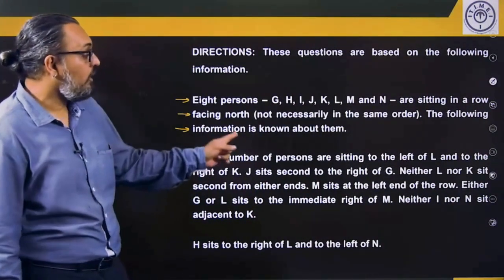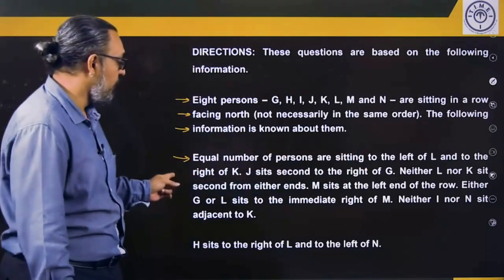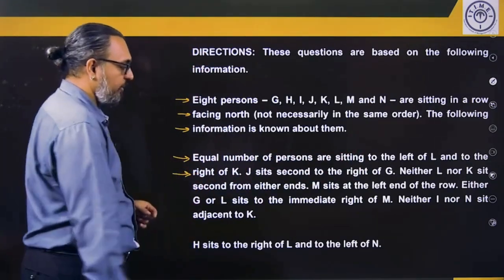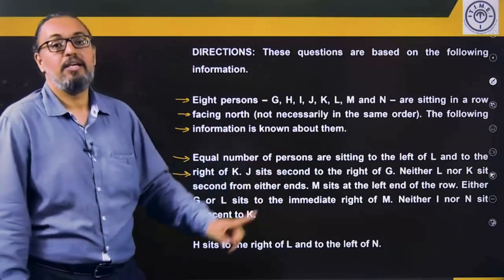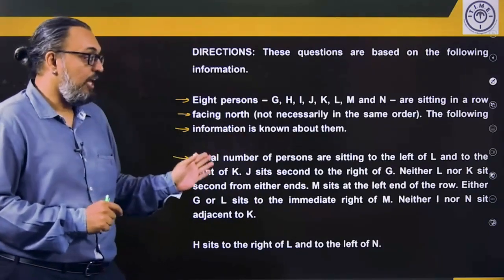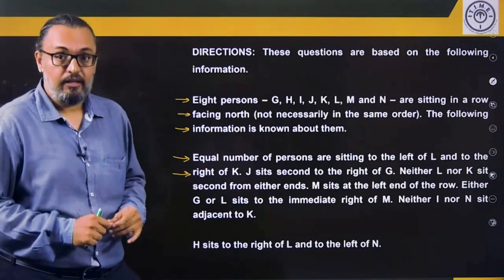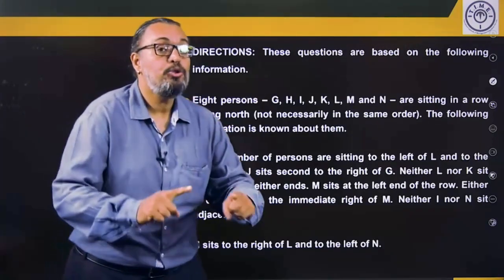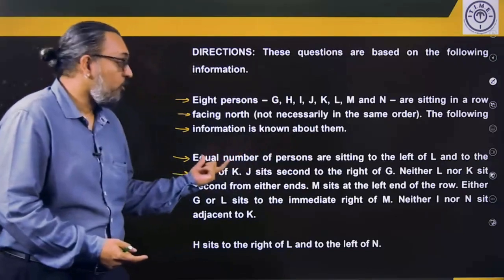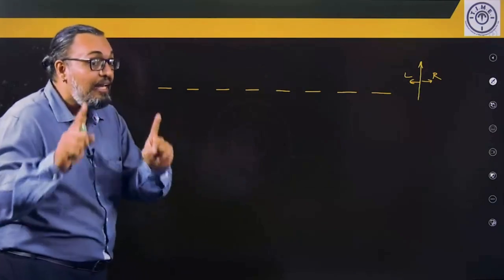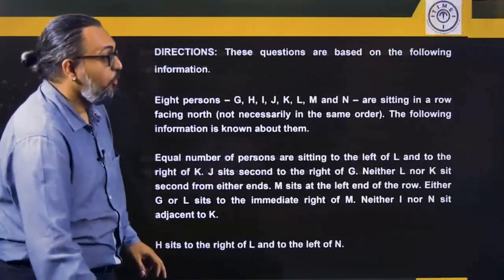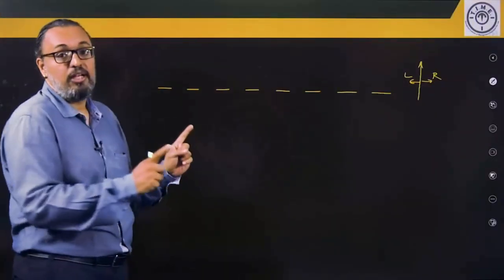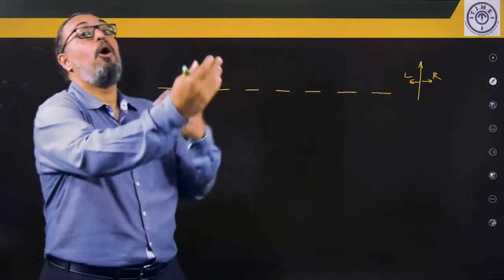Then he says equal number of persons are sitting to the left of L and to the right of K. So the number of persons to the left of L is same as number of persons to the right of K. That is how you have to understand. And how should I interpret that? Because he is talking about number of persons here, we need to understand that you need to pick L and K, correct? Because he says left of L and right of K. So you need to pick L and K in such positions that they are the same but from opposite ends.